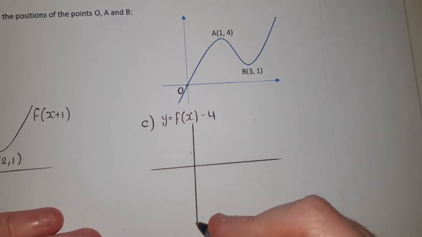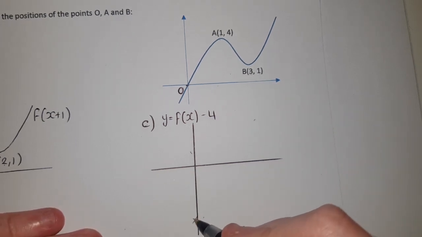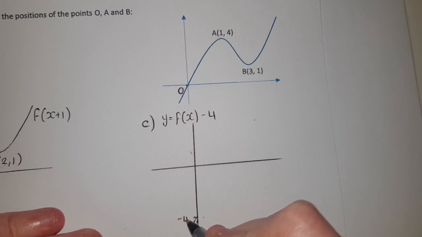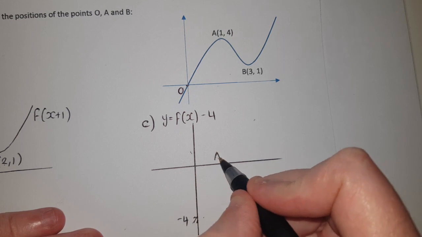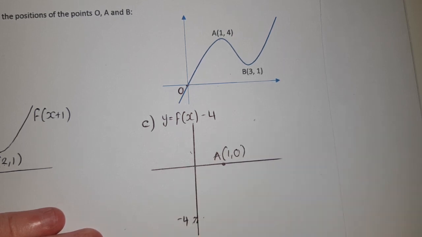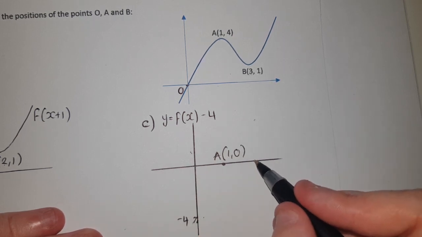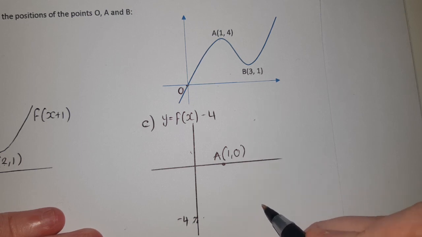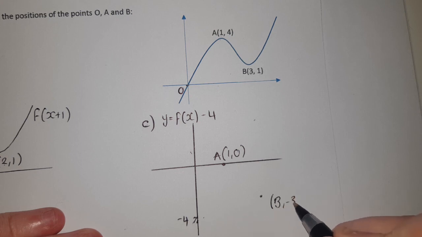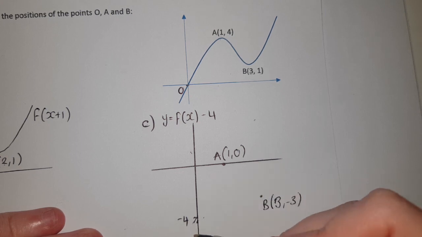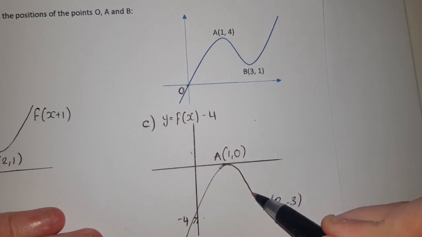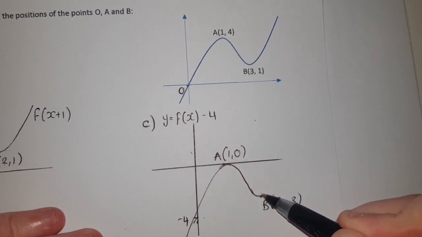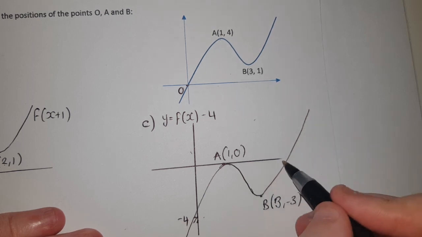Okay, so you've got, obviously, you're going through at minus 4. We know it's going to touch the y-axis, so for A at 1, 0. And then the B value is going to be 3, minus 3, so it's going to be down here somewhere. Okay, and then you're just going to sketch in what your graph looks like. So it touches at A, goes through point B, and then goes back up.